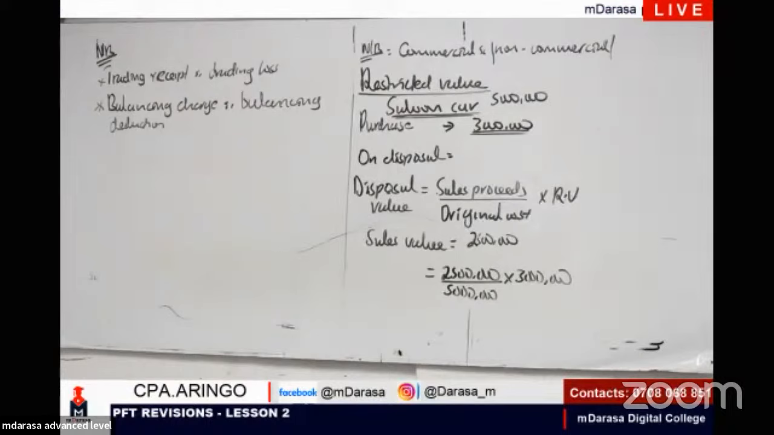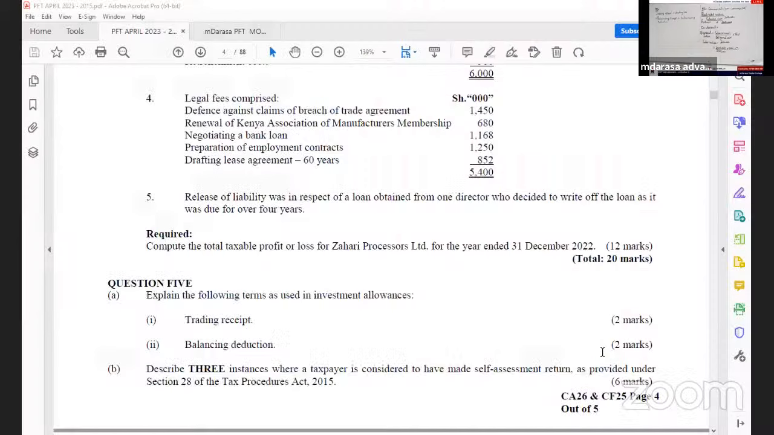You see, if you check last sitting, they tested this bit. If you take last sitting question number five, this is what you're given. Question number five, last sitting: trading receipt and balancing deduction. That's what we are talking about. Now you're asked trading receipt and balancing deduction. This was tested last sitting, and that's why I was insisting.